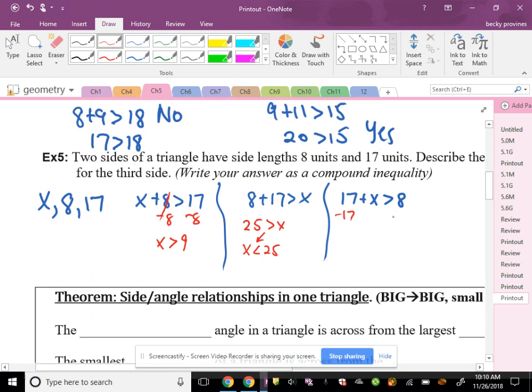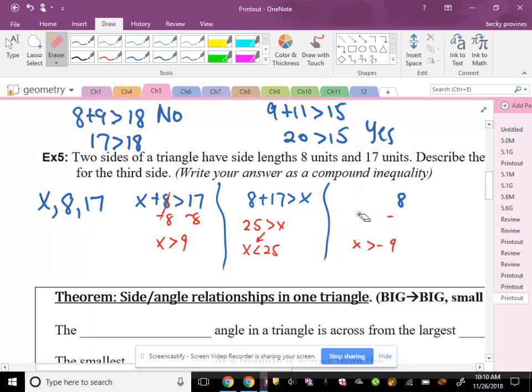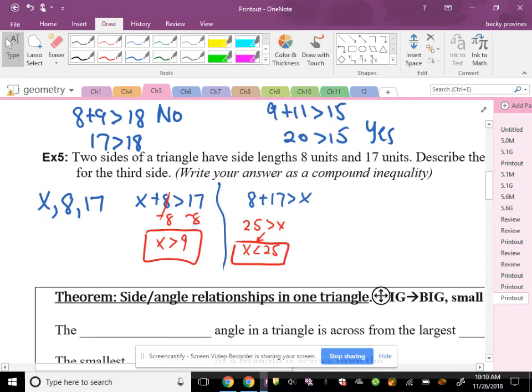Now here's the problem. If I subtract the 17, I get a negative. Does it make sense that a side would be negative? Of course not. So that one's invalid. So if you do it this long way, one's always going to be invalid. I'm just going to get rid of it. Okay, so if we have a range, it has to be more than 9. It has to be less than 25.